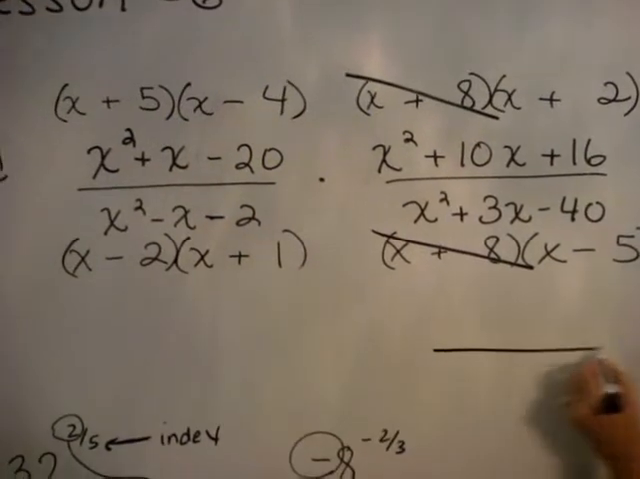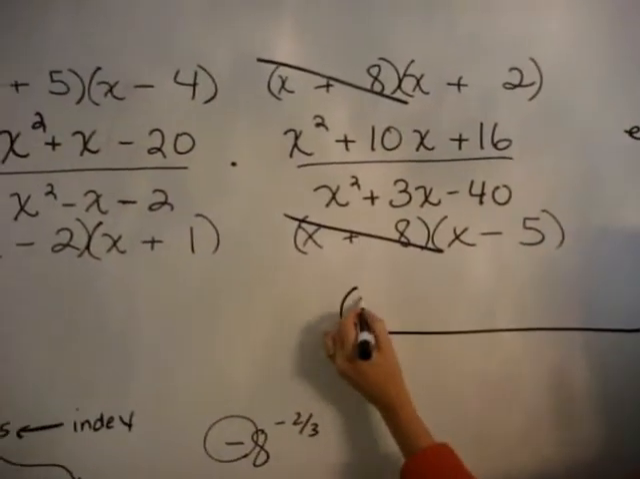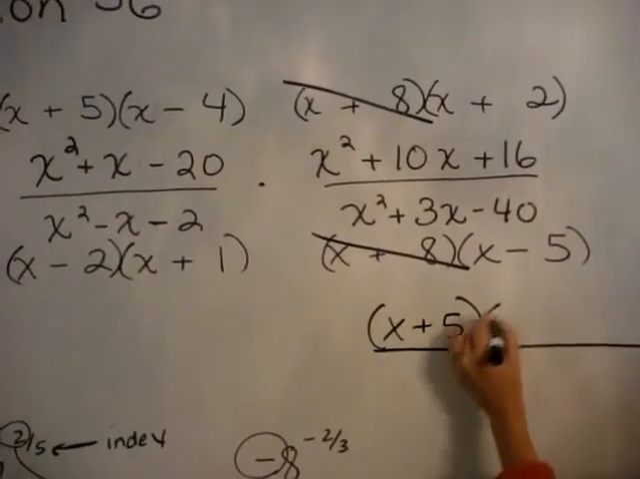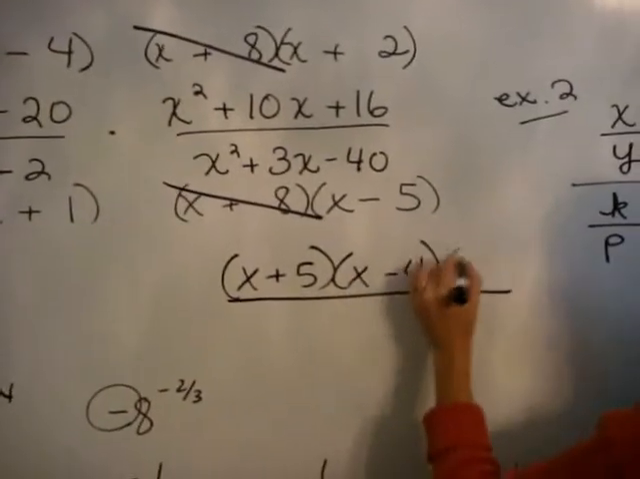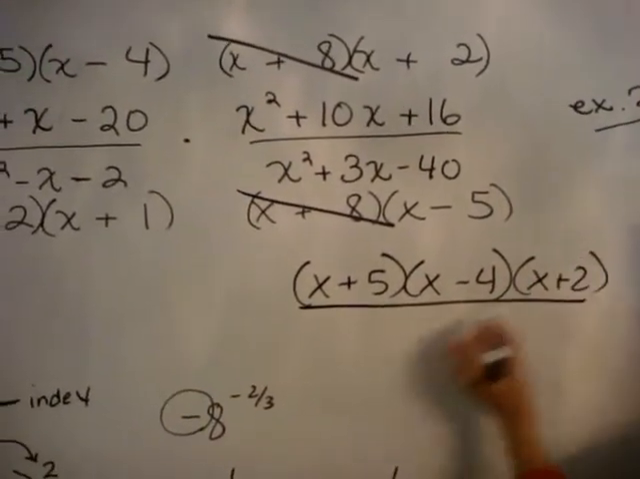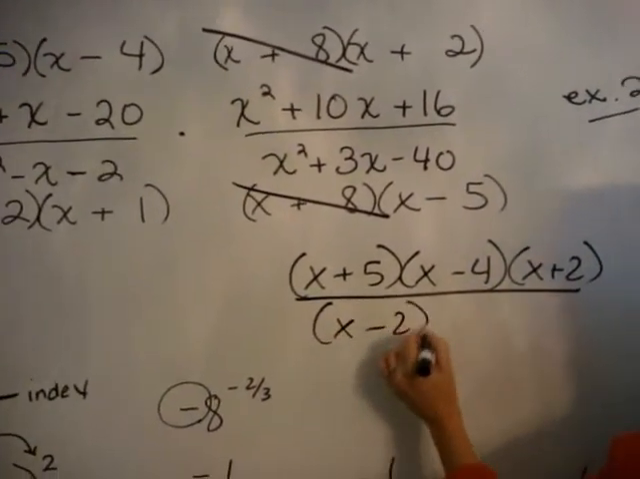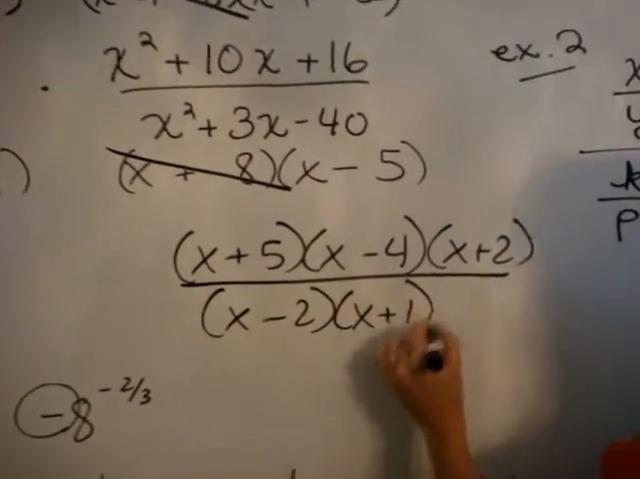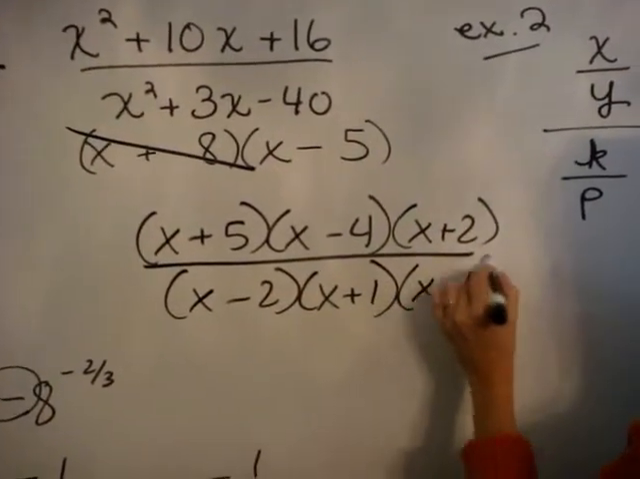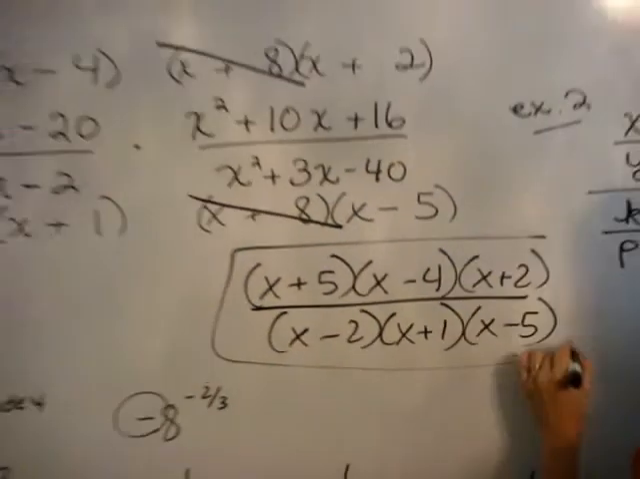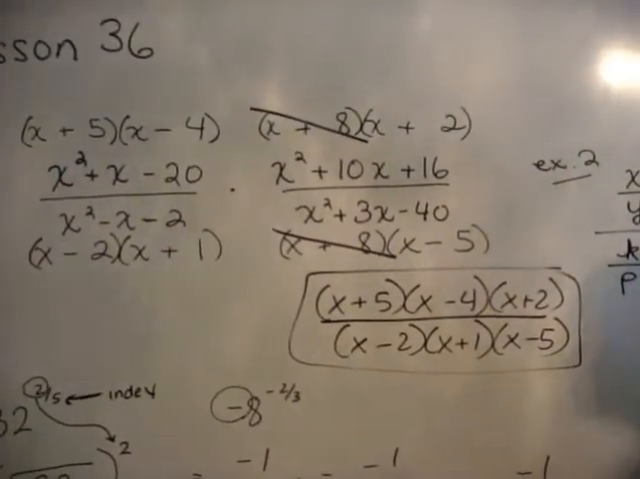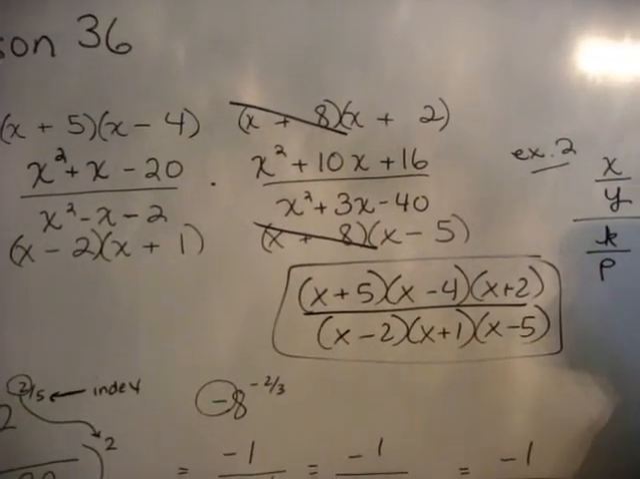So your final answer is what's going to be left on the top, which is x plus 5, x minus 4, x plus 2 over x minus 2, x plus 1, x minus 5. It's not pretty, but that's how it is. Most of the time you can cross out a lot more than that.